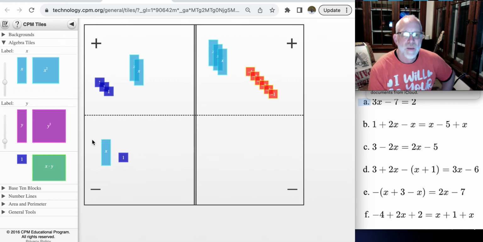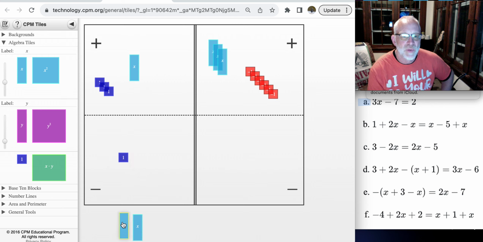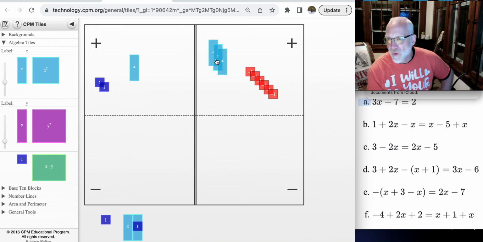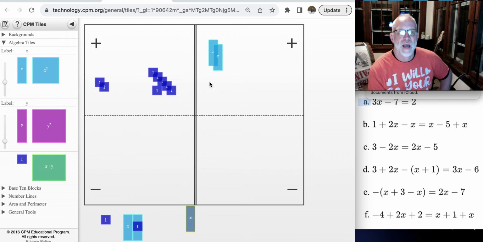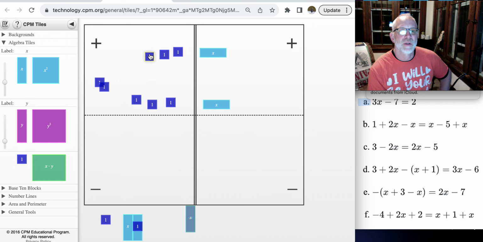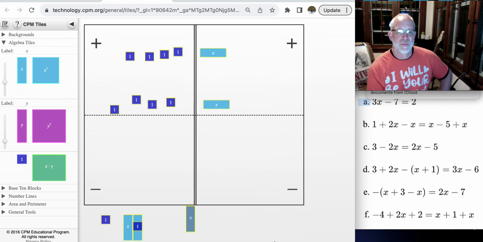All right. Right here, I see an x on top and an x on the bottom. I can pull those out. I see a unit on the top and the bottom. I can pull those out. I see more blue over here, so I'm going to pull my x's to this side. I'm going to pull my units over to this side. 2, 3, 4, 5, 6. And I see a 0 pair right here. And now we have 2 x's equals 1, 2, 3, 4, 5, 6, 7, 8. So that means if 2x's equals 8, 1x is going to equal 4. X is 4.